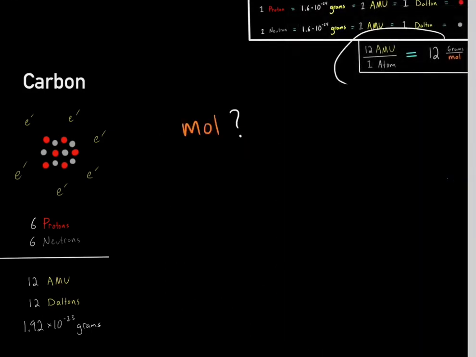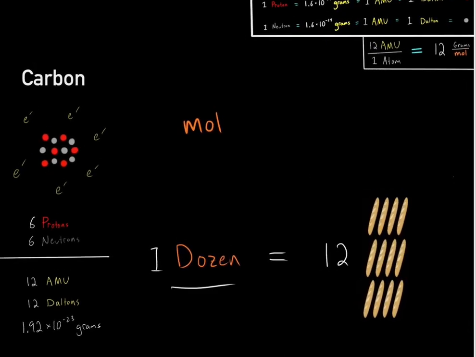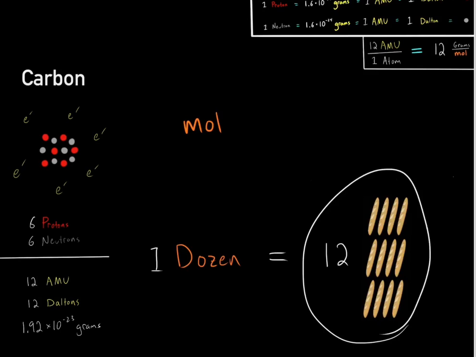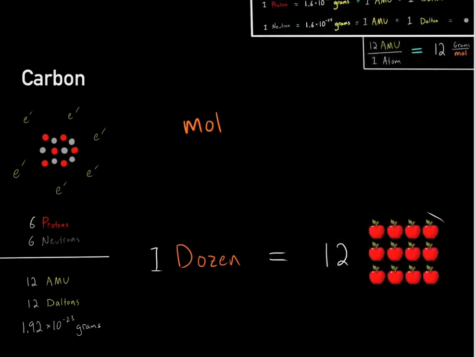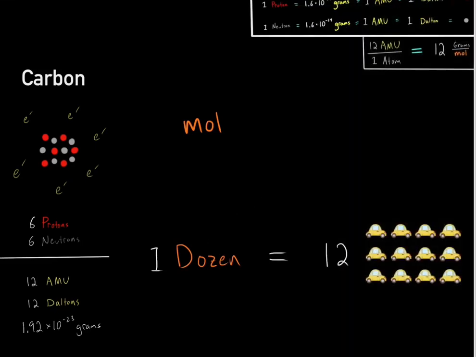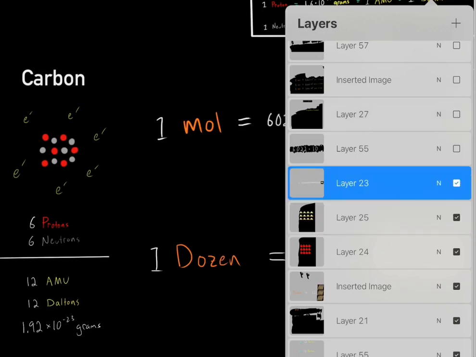But if you want to understand why this relationship is true, first you need to understand what a mole is. What is a mole? Well, to illustrate this, what is a dozen? Well, we know if we have 12 bread rolls, we have a dozen bread rolls. If you have 12 apples, you have a dozen apples. If you have 12 cars, you have a dozen cars. So again, a dozen is simply a number. It's 12. If you have 12 of anything, you have a dozen of whatever that is.